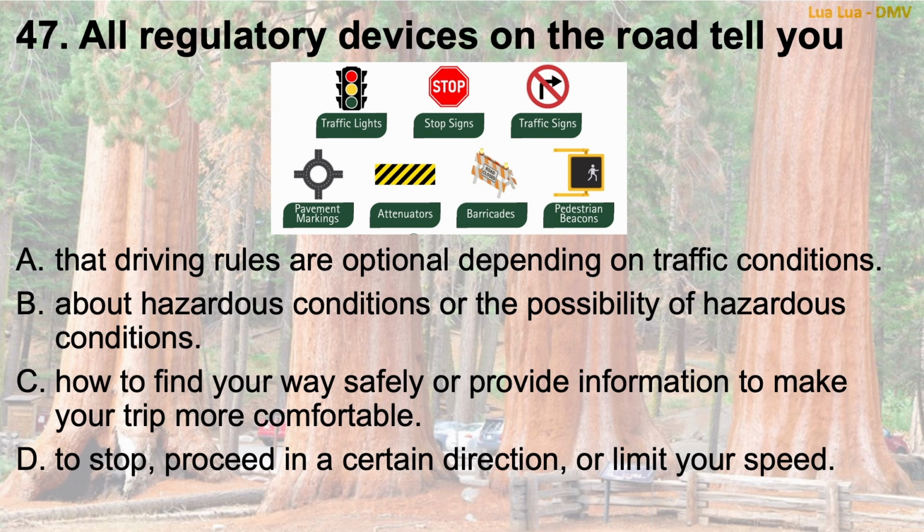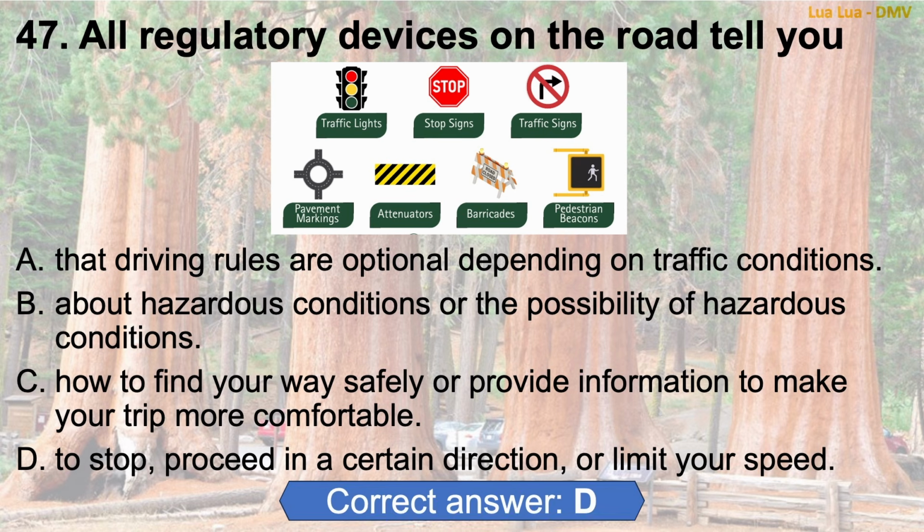Question 47. All regulatory devices on the road tell you A. that driving rules are optional depending on traffic conditions. B. About hazardous conditions or the possibility of hazardous conditions. C. How to find your way safely or provide information to make your trip more comfortable. D. To stop, proceed in a certain direction, or limit your speed. The correct answer is D. To stop, proceed in a certain direction, or limit your speed.